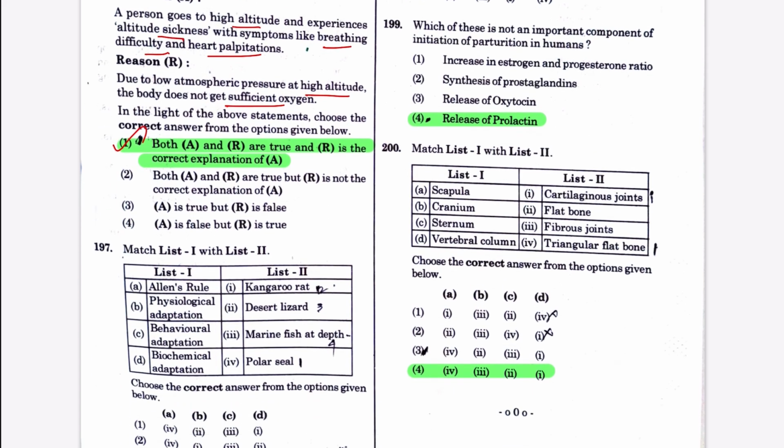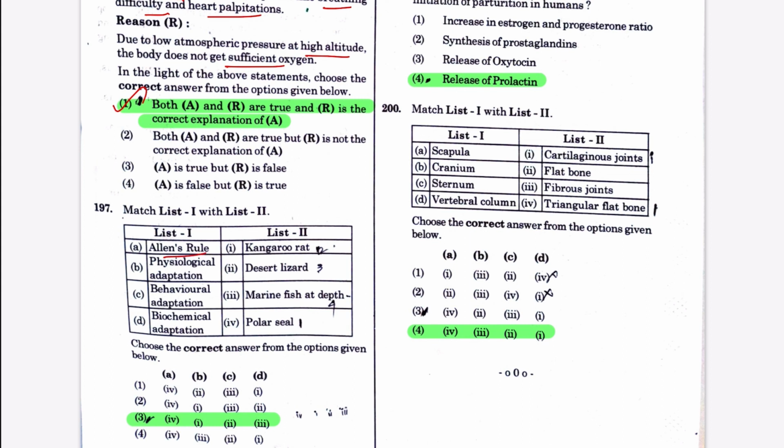Okay, right. So 197, we know Allen's rule: in colder climatic conditions, the animals present in the colder climatic regions will have short limbs and ears to prevent heat loss, right? So since the colder condition I have told, you can see polar seal is there, right?